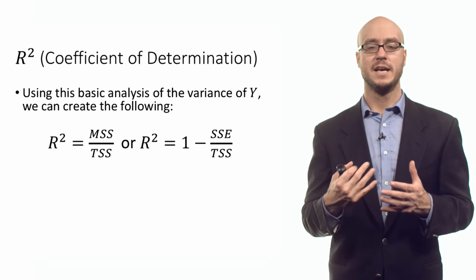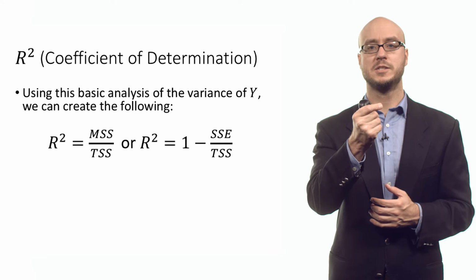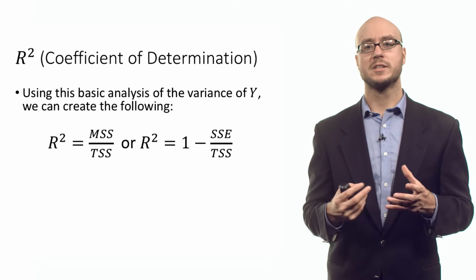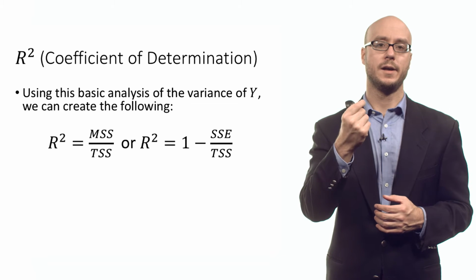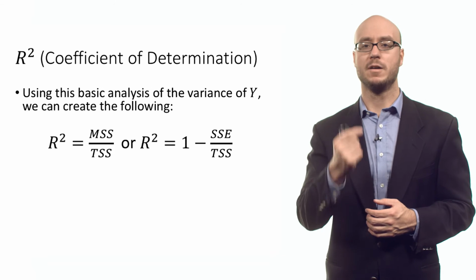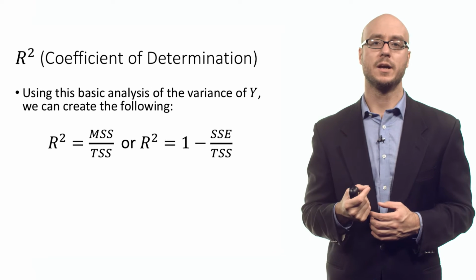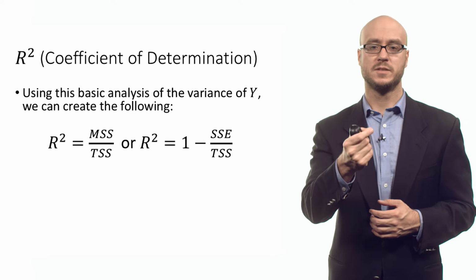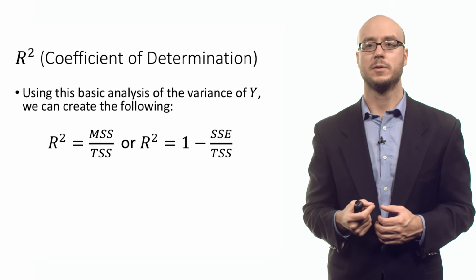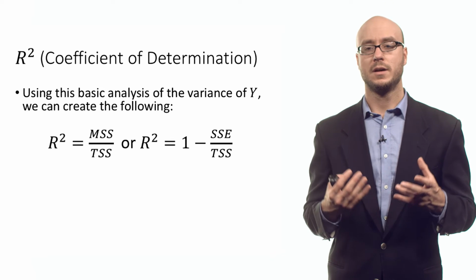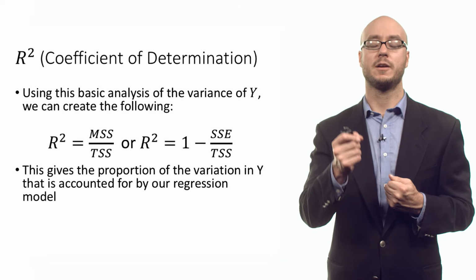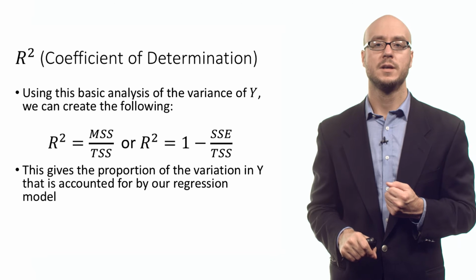So the total sum of squares is all the variation of the raw values of our outcome around the mean of our outcome. The model sum of squares is the variation of our y hats around the mean of y. And this value that we call r squared can also be calculated by taking 1 minus the sum of squared errors divided by the total sum of squares.